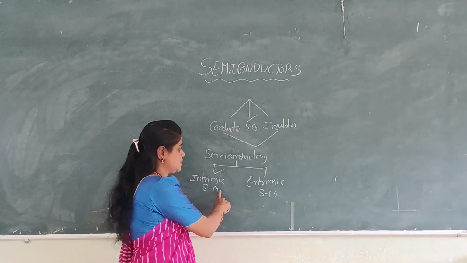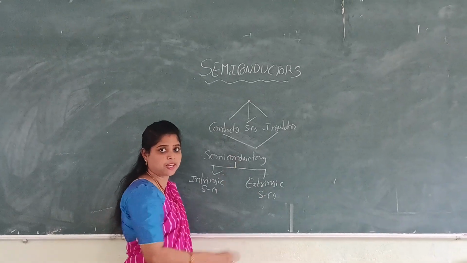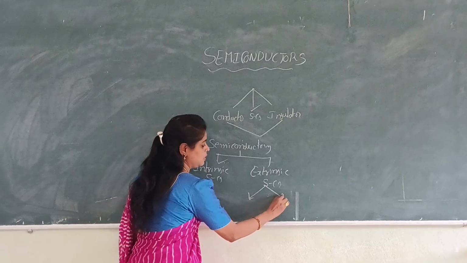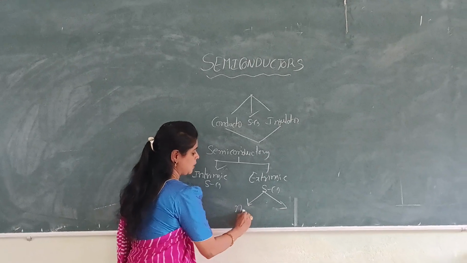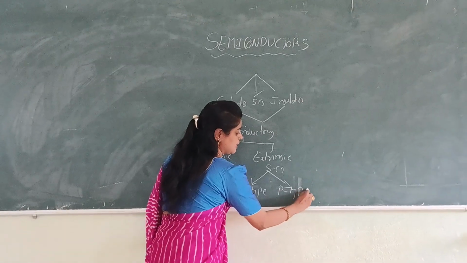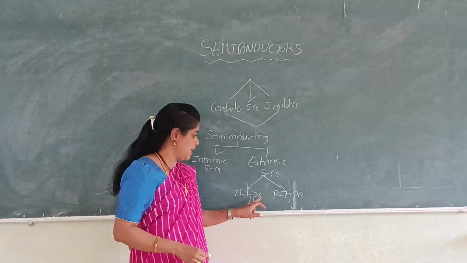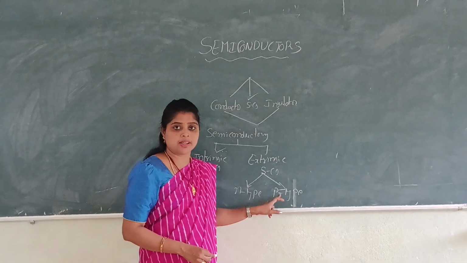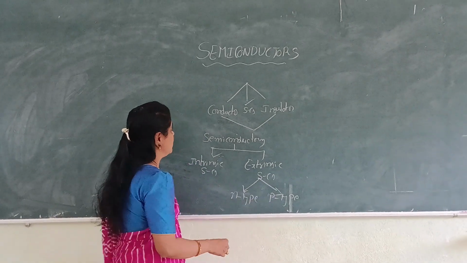Intrinsic semiconductors and extrinsic semiconductors. Again, extrinsic semiconductors are divided into two types: N-type extrinsic semiconductor and P-type extrinsic semiconductor.